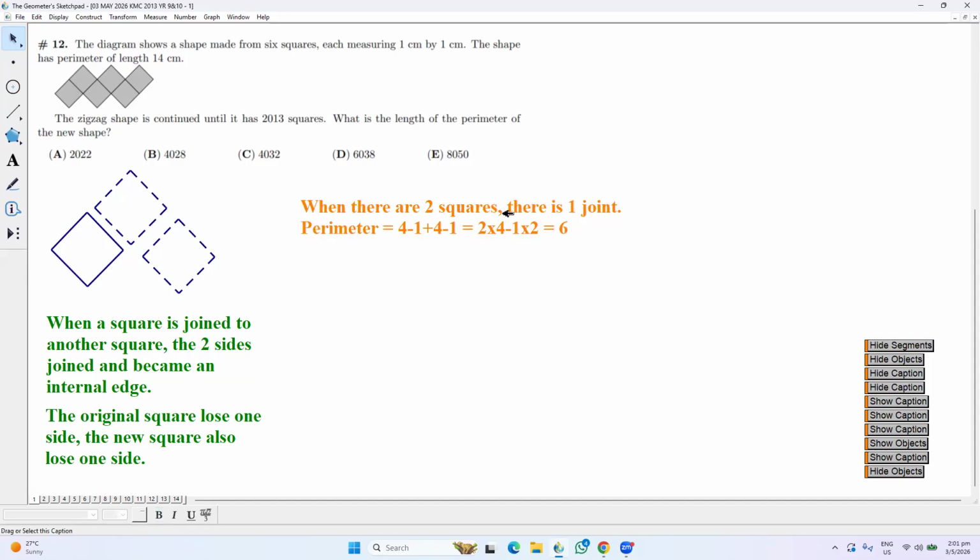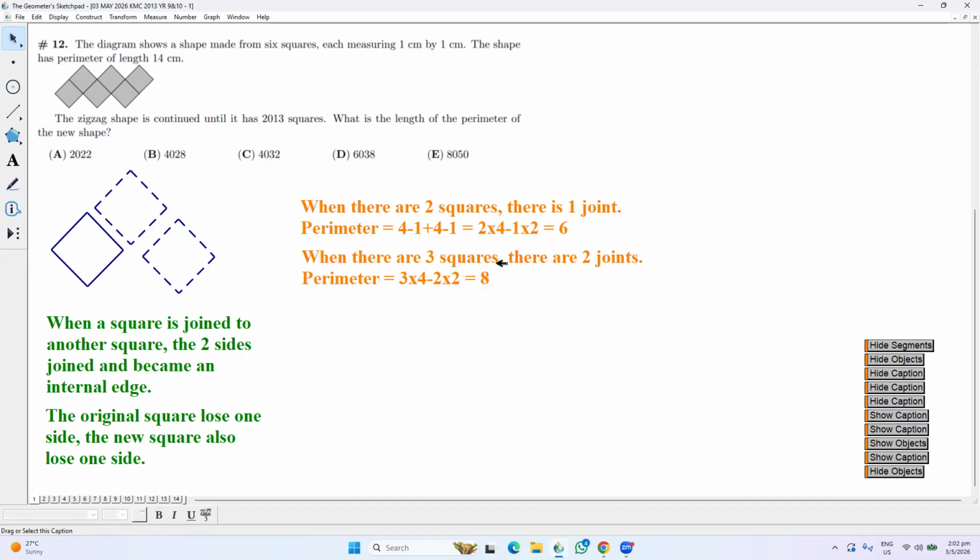When there are two squares, there is one joint. Two squares, we have four sides each, so the perimeter would be 4, but because there is one joint, two sides are lost. So 2 squares, 2 times 4, one joint, 1 times 2. So 8 minus 2 is 6. When there are two squares, the perimeter is 6.